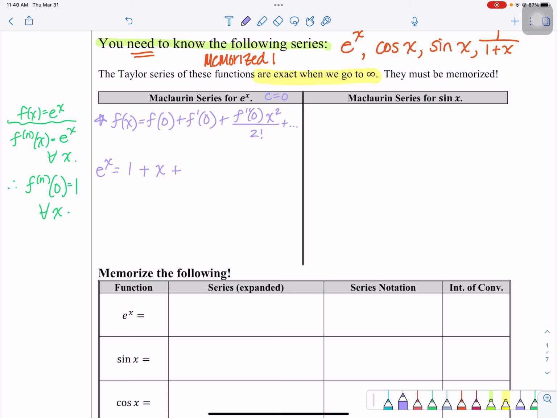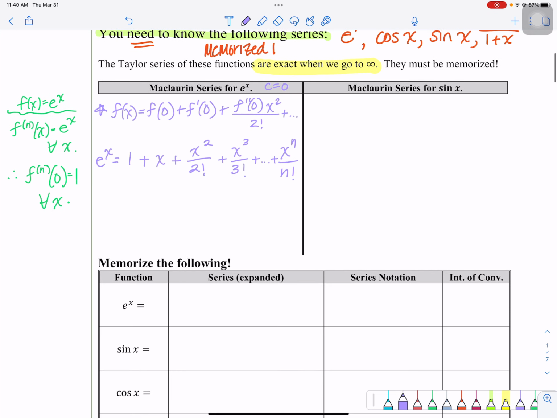Okay, so let's keep going. What will we have next? x squared over 2 factorial plus x cubed over 3 factorial plus and so on. And what do you notice? This is x to the n over n factorial. So e to the x is equal to the sum, n equals 0 to infinity, of x to the n over n factorial. You can kind of see how we arrived at that.